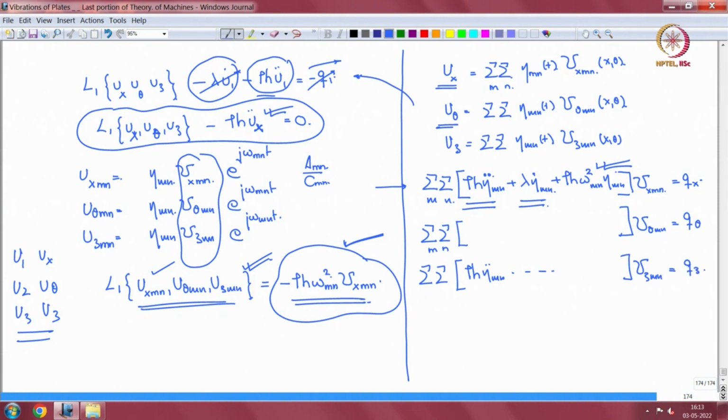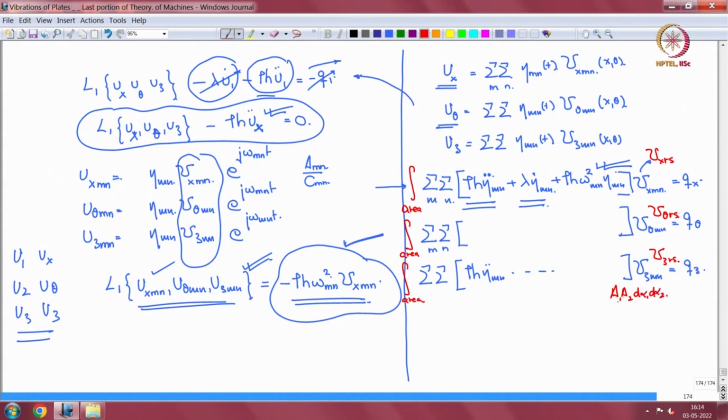Okay. That is the difference between a plate and a shell. So, now what do we do? What we do is we multiply this by a different mode, u x rs, u theta rs, u3 rs, multiply, and then integrate over the shell area, with the appropriate A1, A2, d alpha 1, d alpha 2.